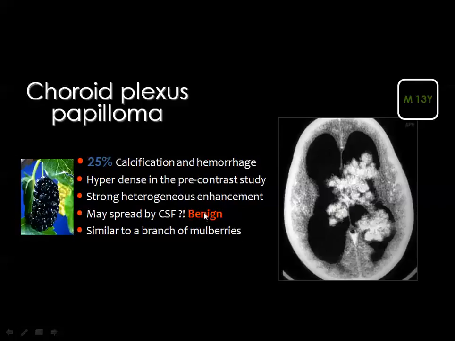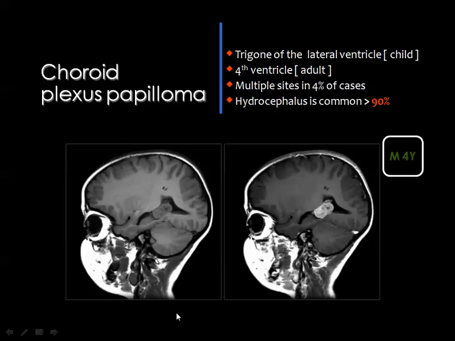These lesions are hypervascular. They will enhance markedly after injection of contrast. You see this lobulated tumor inside the left lateral ventricle and has a component also in the right lateral ventricle. The tumor, although being a benign lesion, can spread by CSF and produce CSF metastatic seeding. The tumor mainly occurs in the trigone of the lateral ventricle in the pediatric age group, but in adults it is usually seen in the fourth ventricle.